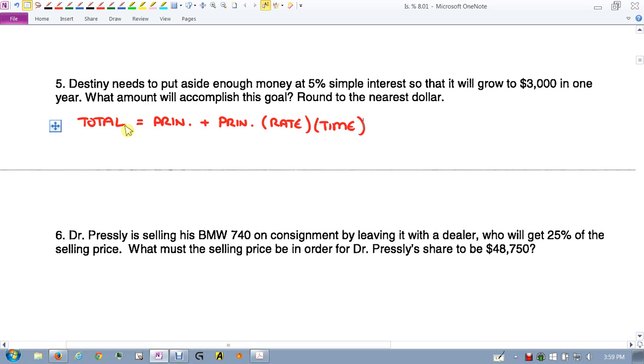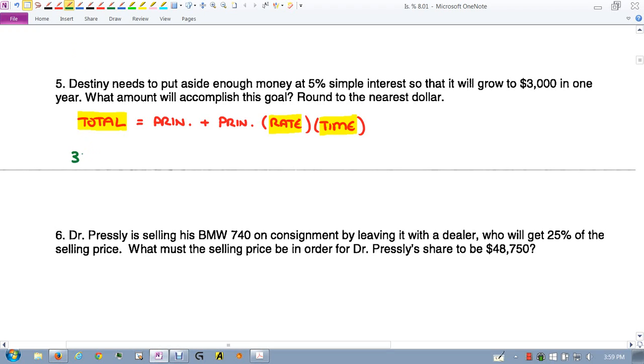Now let's look at what are the things that we know in this problem. 3,000 is what, though? That's what she wants at the end, right? The total is going to be 3,000. What else do we know? The rate is 5%. The time is given to be what? She's given herself 1 year for this to happen. You know everything but the principal, which is the amount to go in. So just fill everything in here.